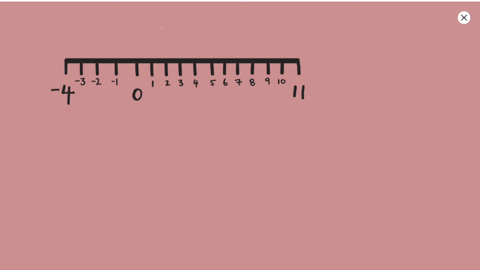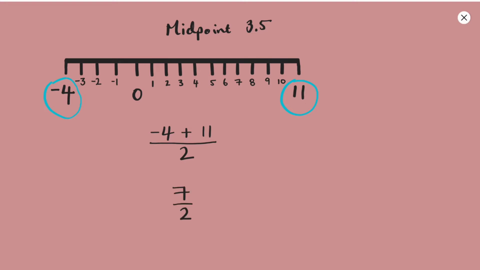Just to remind, the midpoint is 3.5. Firstly, we add the two numbers that we have together. That's negative 4 and 11. Then we divide it by 2. Time to add the numerators. And now we have something which we all know is 3.5.